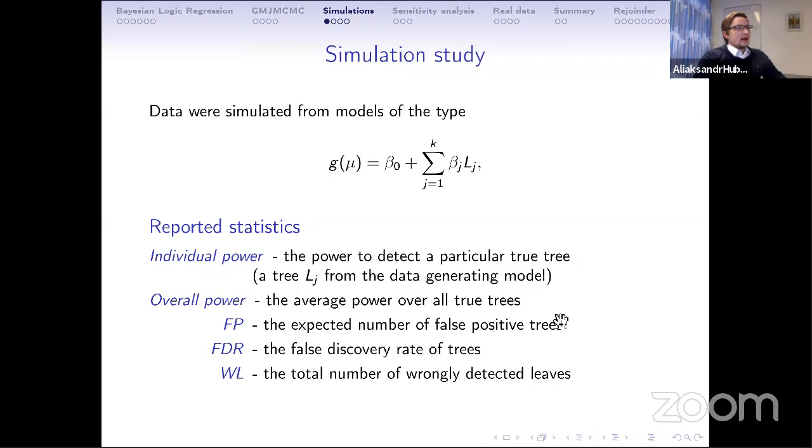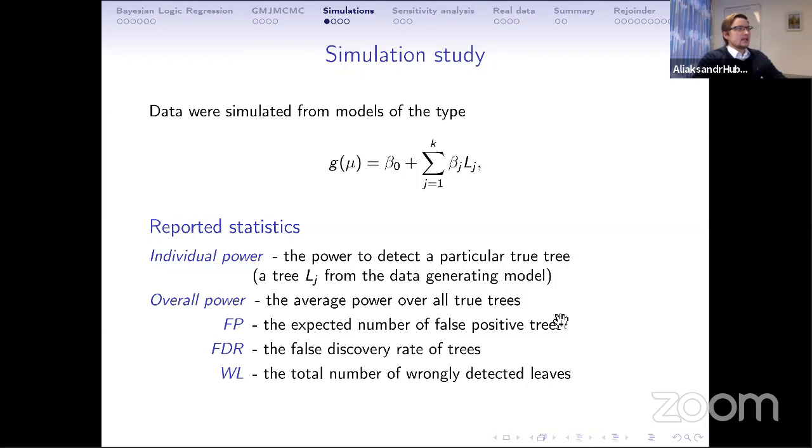Finally, we are done with the algorithmic approaches, and we can try to convince the listeners that this is not the most senseless approach to use for logic regressions. And we considered some simulation study where we generated data from a data generative model consisting of an intercept and some chosen trees with some chosen signal levels and also some chosen noise level.